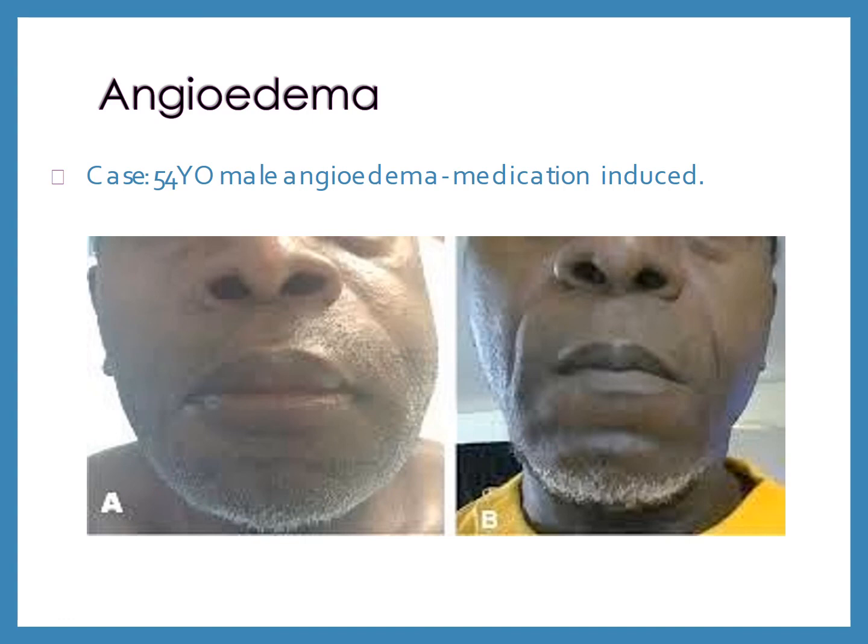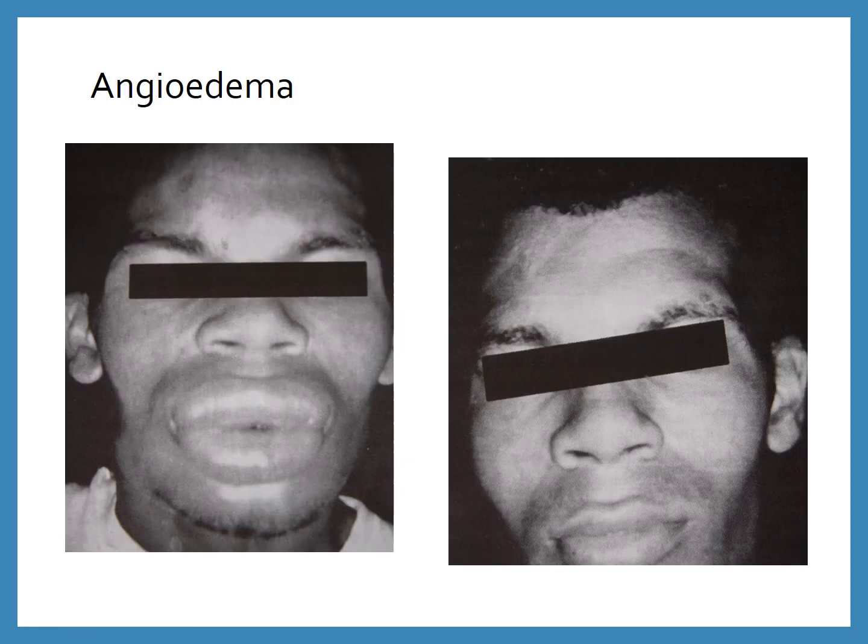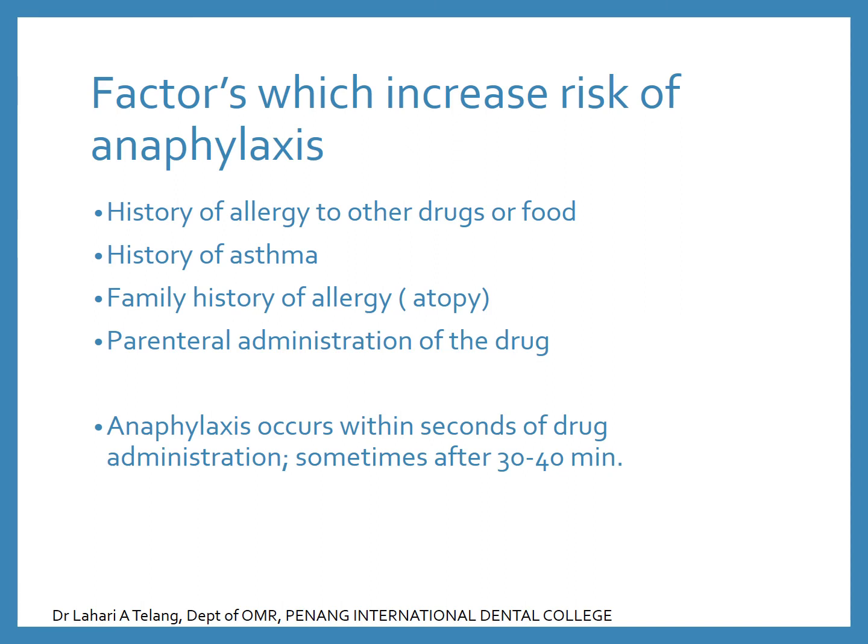And you can see, before and after the angioedema has subsided, the extent of swelling that was present. This is also an example of angioedema where only the lips were enlarged, and after it subsided, how the patient's lips appear.